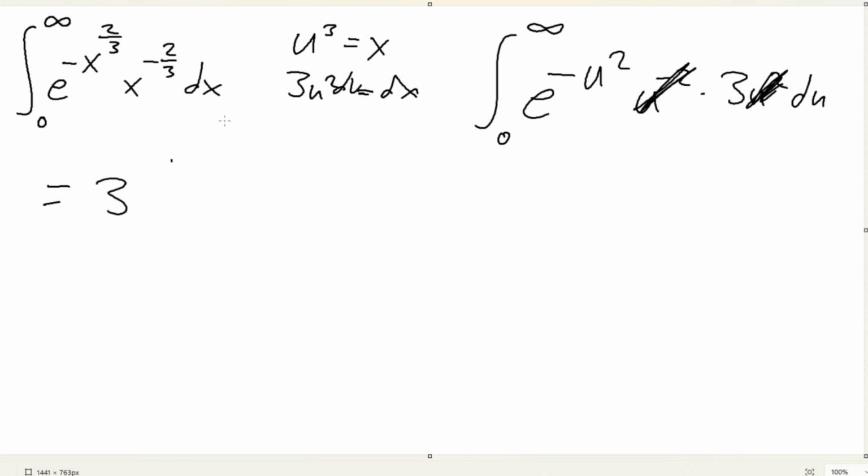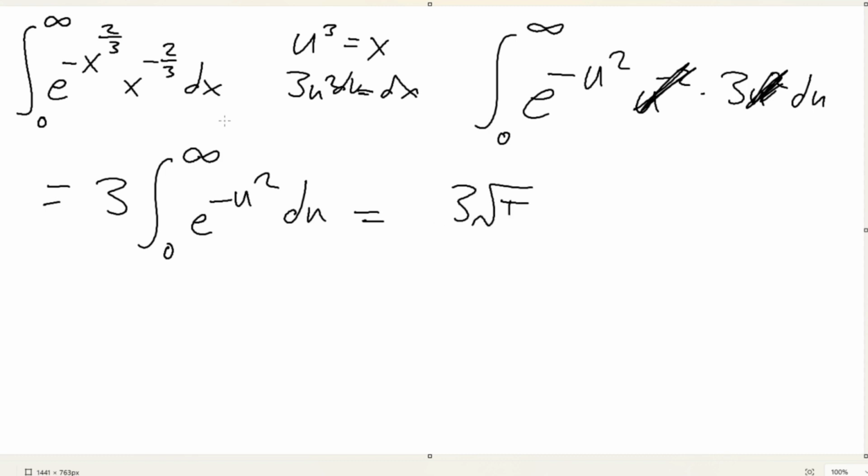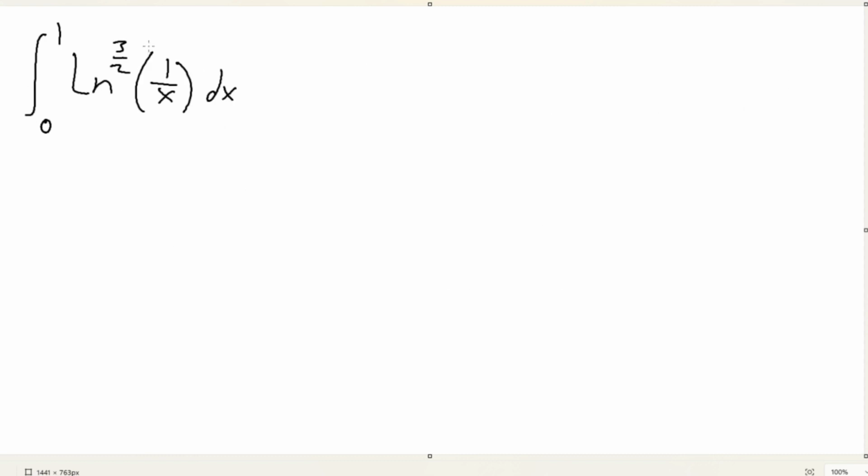Ooh! It's 3 times e to the negative u squared du. It was actually pretty cool. So the answer is just 3 square root of pi over 2. Okay? Don't freak out. It's 3 halves.